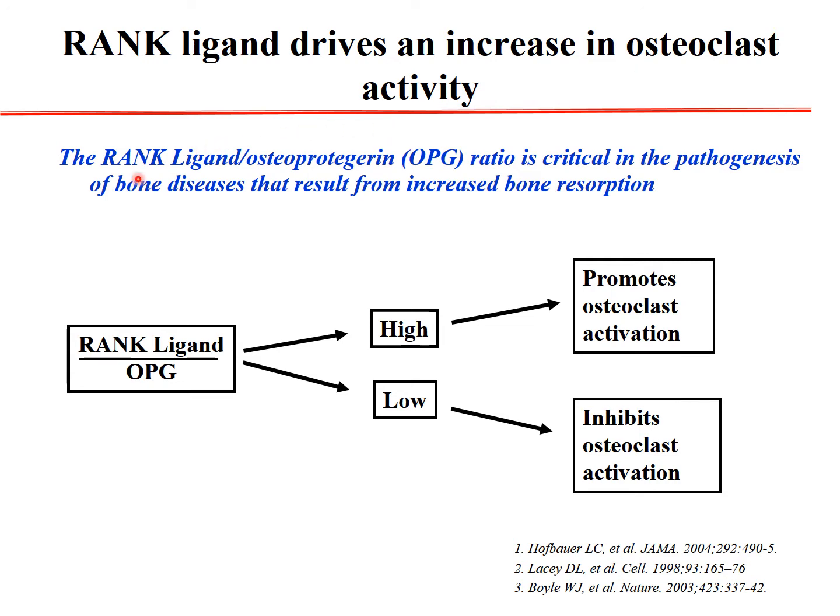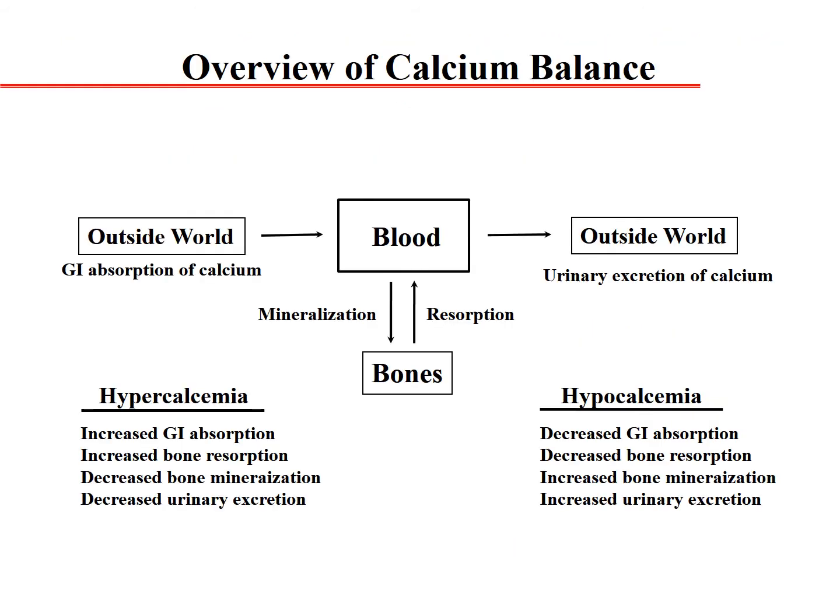The very important one is the ratio of the RANK ligand to osteoprotegerin. When we have a high ratio, that means it will promote osteoclast activation and bone resorption. And when this ratio is low, we have bone formation, so it's going to inhibit osteoclast activation.